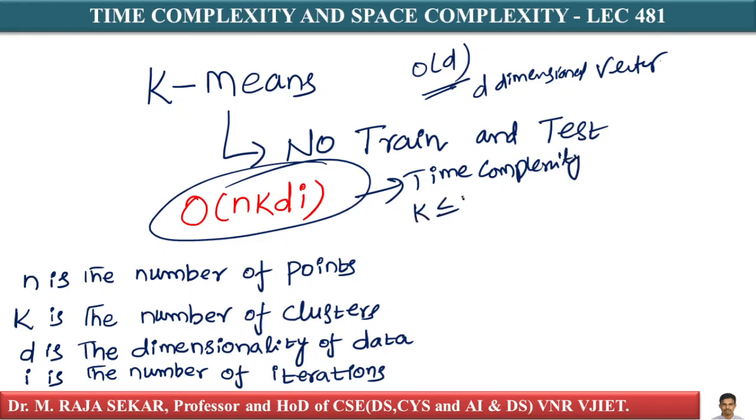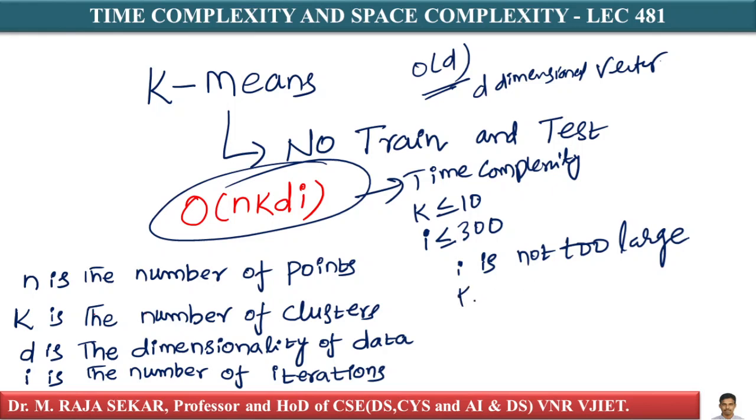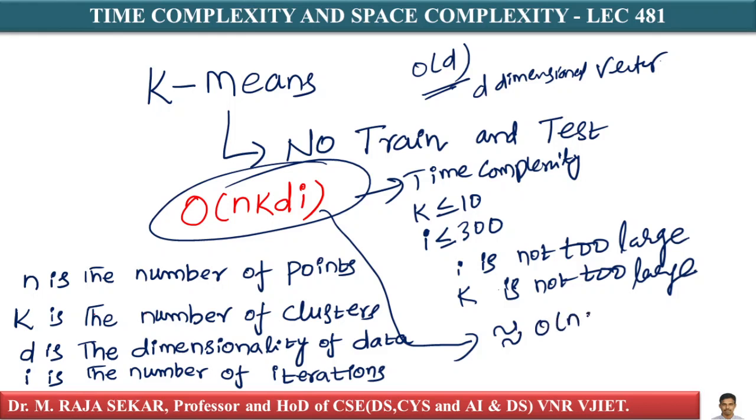Typically, your k is less than or equal to 10, not necessarily always. Typically, k is small and the number of iterations i is less than or equal to 300. If i is not too large and k is also not too large, and dimensionality is anyway there, this order of nkd can be approximated as order of nd, isn't it?